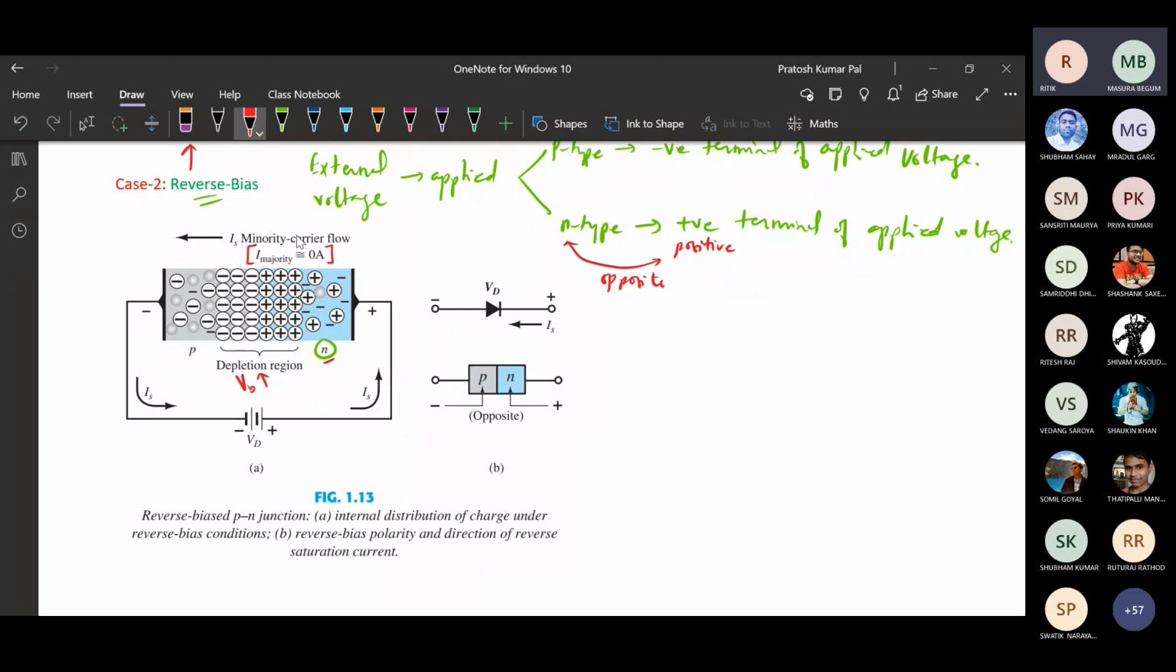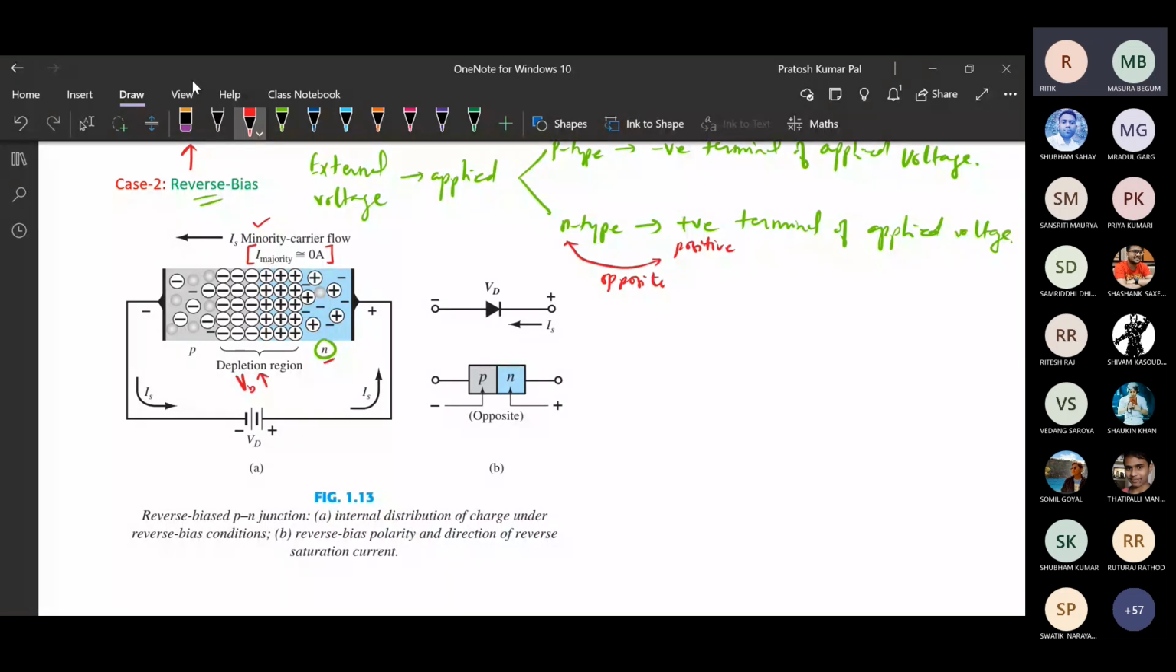So that's why the majority charge carriers will not constitute any current. The current because of the majority will be almost zero. In this case the majority carriers have zero current, but the minority carriers will have a current. As in the previous case, the minority carriers were able to cross the junction, so here also the minority carriers will be able to cross the junction, even if we have applied reverse bias. So there will be a current, but it will be because of the minority carriers only.